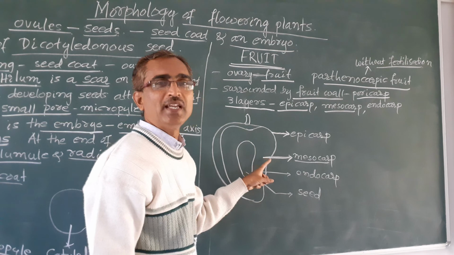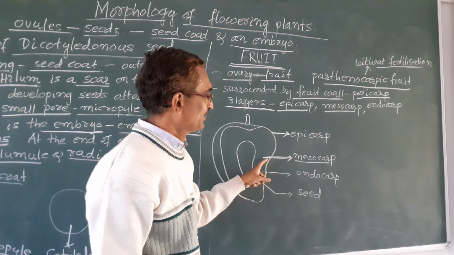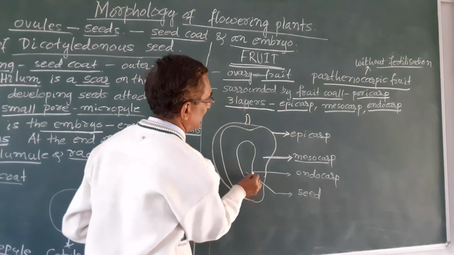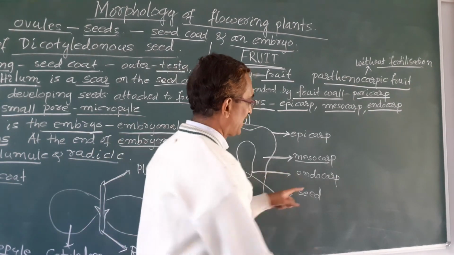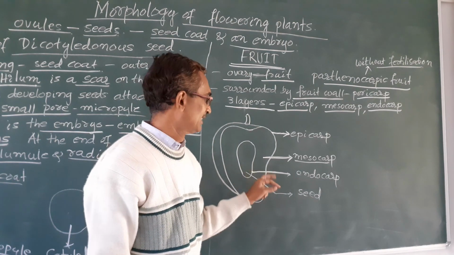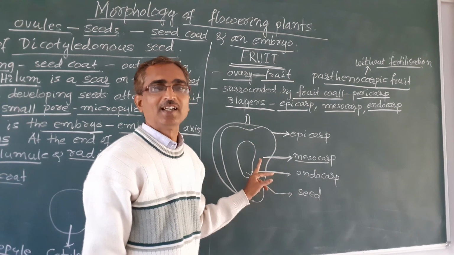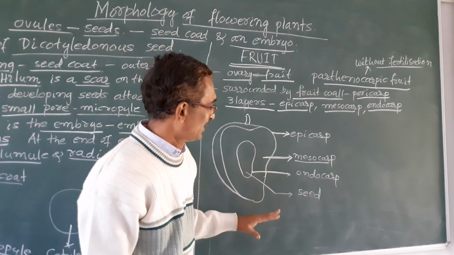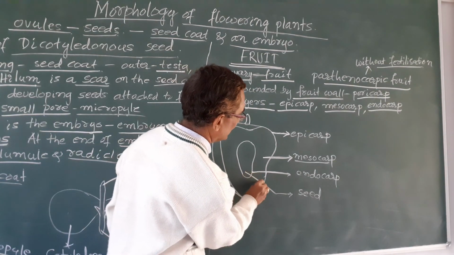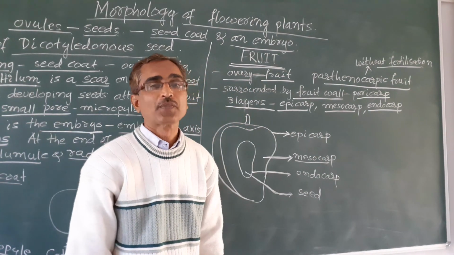pulpy in nature, soft in nature. And next the innermost layer is the endocarp. This innermost layer, the endocarp, is very hard and stony in nature. And the mesocarp is juicy, pulpy and soft. Inside this endocarp we have the seed. This is called the seed. So that is about the fruit.